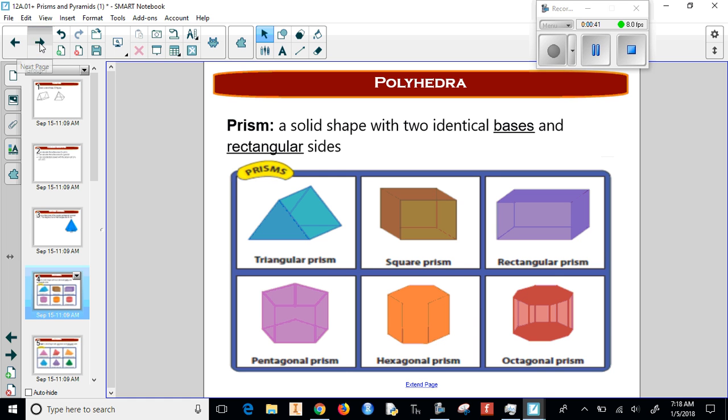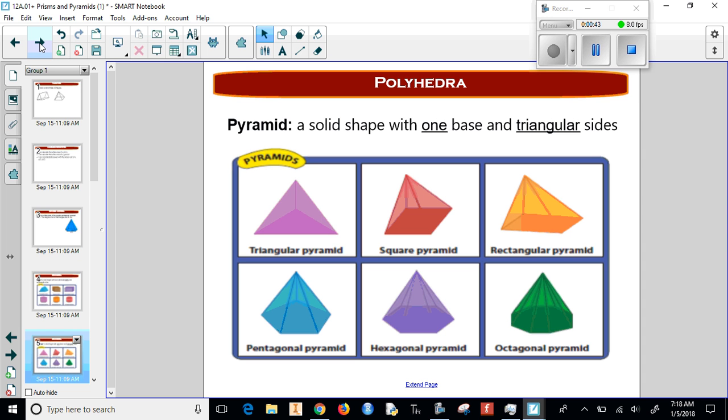Now that is compared with a pyramid, which has only one base, but then triangular sides. So a triangular pyramid has a triangle base. You could actually pick any of these, and then the other things are all triangles. A square pyramid has a square base, triangles all around, rectangular pyramid, and so on and so on.